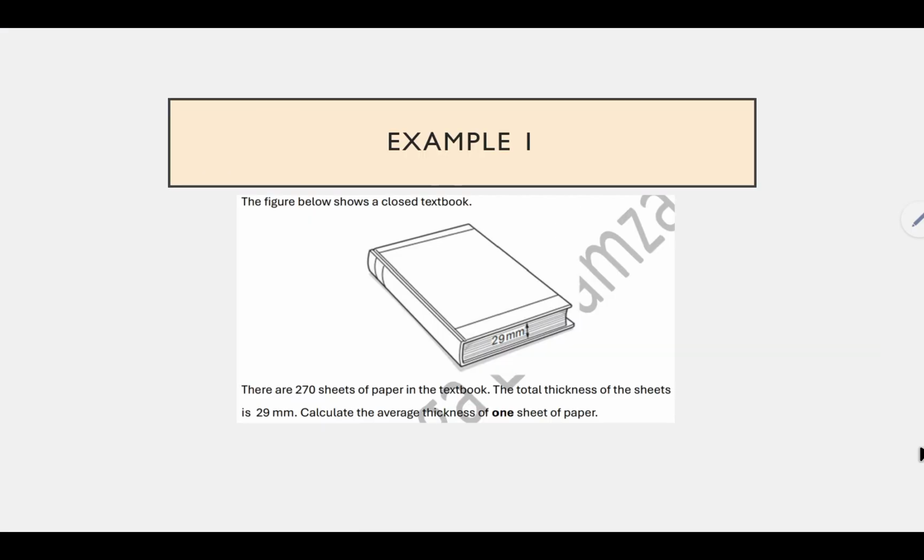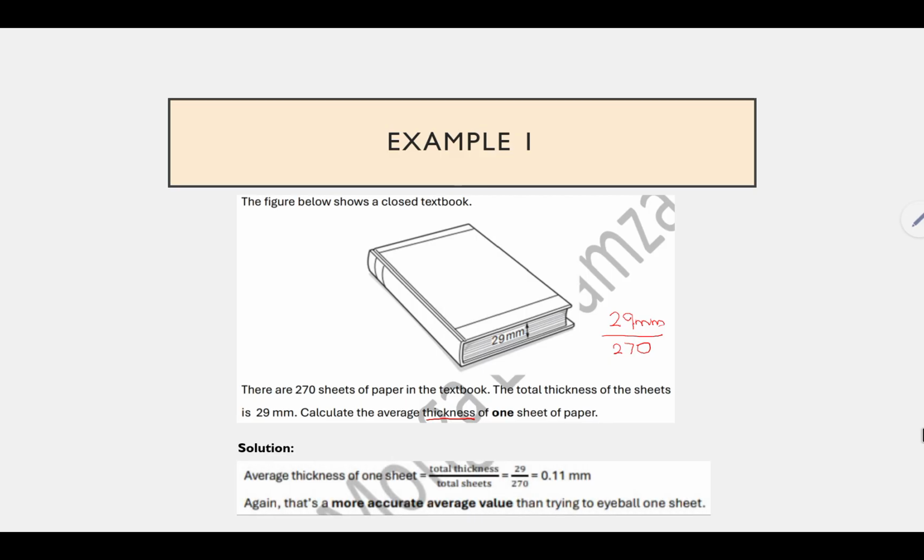Let's take an example. Here we have a closed textbook, which has 270 sheets of paper in the textbook. The total thickness of the sheets is 29 millimeters. Calculate the average thickness of one sheet of paper. Again, read the question. Calculate the average thickness. So I would put the thickness up, which is 29 millimeters, over the number of sheets, which is 270 sheets, to get my answer. And of course, since I calculated my thickness in millimeters, then my final answer will also be in millimeters. So 29 divided by 270 is 0.11 millimeters.